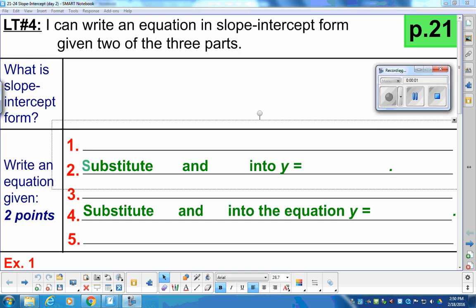Hey, 8th grade. So our learning target today is: I can write an equation in slope-intercept form given 2 of the 3 parts. So page 21 for our work today. So what is slope-intercept form?